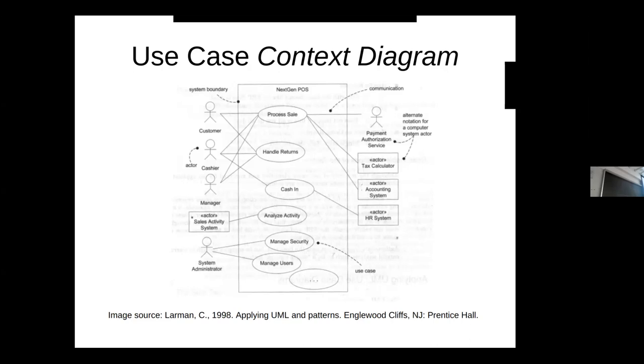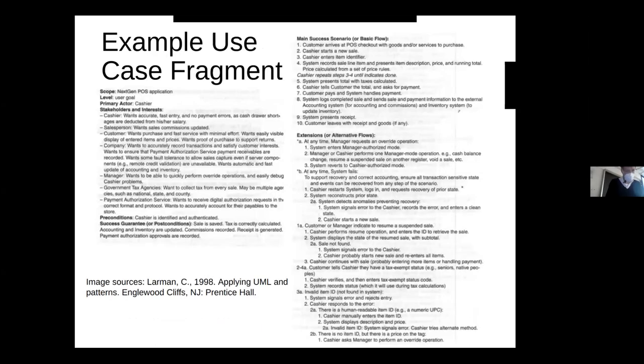So this gives the context of the use case in which a return handling use case takes place or cash in sale. And these involve different combinations of actors. So for the cash in, maybe it's customer and the HR system. Or for the system administrator, they're managing the security where the customer is not involved, right? So these use cases are often put in context here, and then we'll actually write them through. This is for a related system from this Larman book.